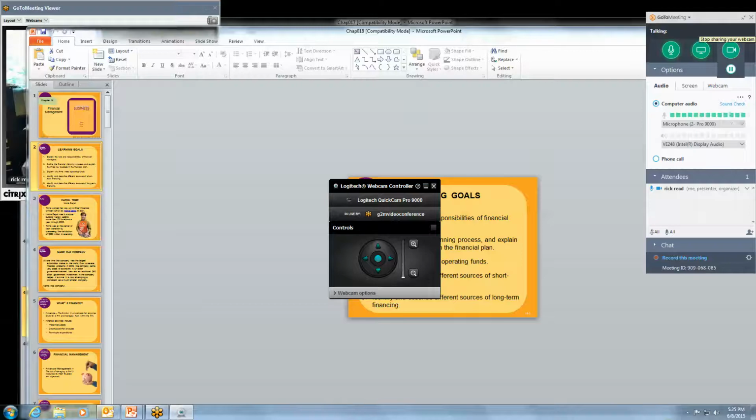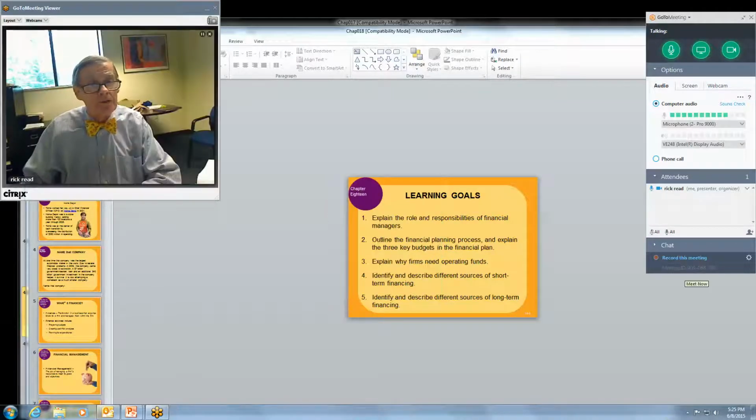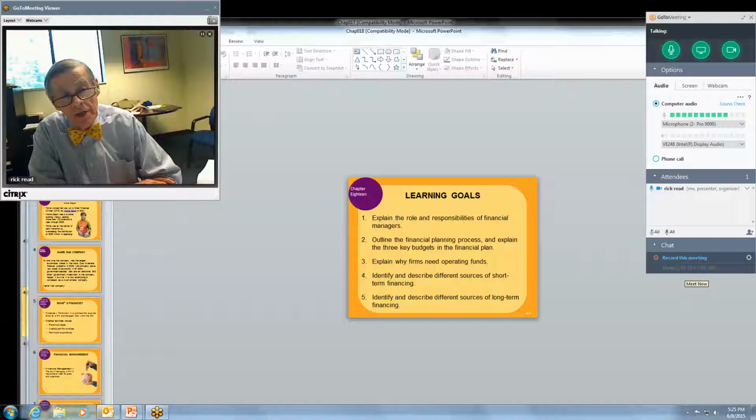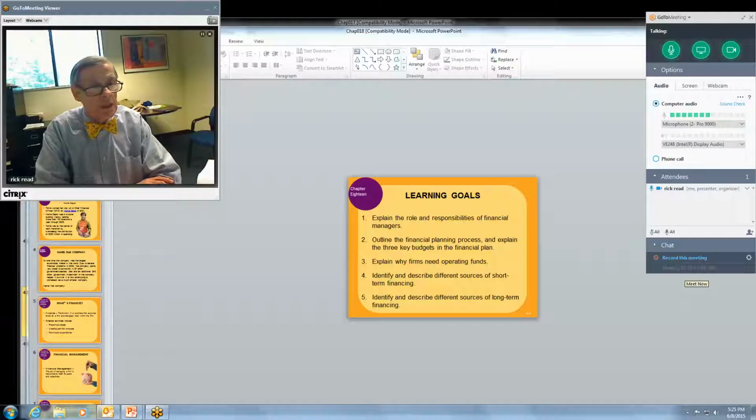Explain the role and responsibilities of financial managers. Outline the financial planning process and explain the 3 key budgets in the financial plan. A little bit differently than what we talked about the last hour. Explain why firms need operating budgets.